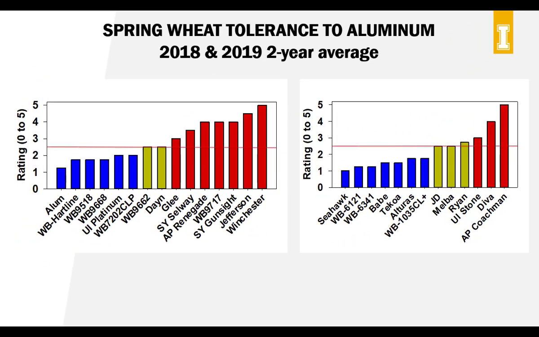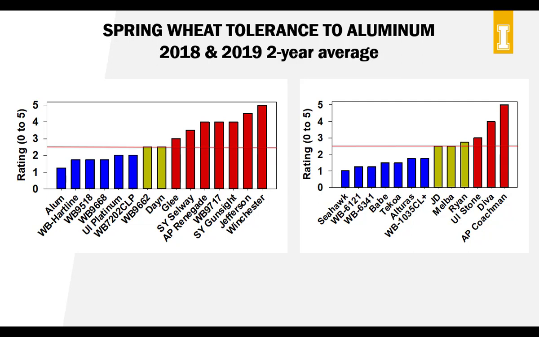If we shift over to the soft whites, we find even a little bit better tolerance, and in fact, Seahawk has so far been scoring even better than Alum. So a lot of the more recent releases from WSU and Westbred are quite tolerant, including Seahawk, the Westbred 6121, 6341, Babe, Tekoa. We start getting into the clubs. They have a little bit less tolerance. They're kind of more intermediate, so JD and Melba. And then UI Stone, Diva and Coachman were all pretty sensitive.